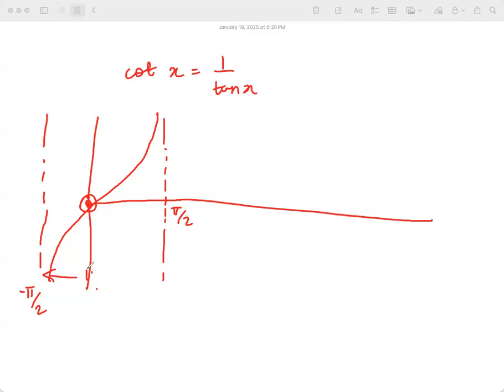So the period was pi for a tan graph, right? But it is a 1 by tan graph. That means what happens? Wherever there is a 1, it will be an asymptote. Wherever there is an asymptote, it will go through 0. So let's see how a cot graph is done. Let's go ahead and try a cot graph.